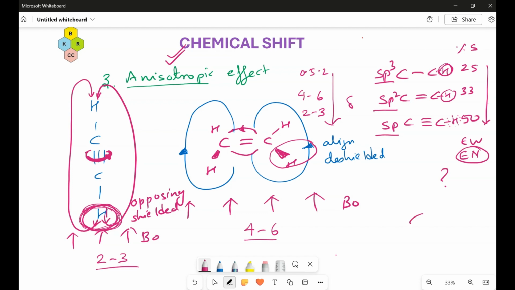That can also be observed in the aldehyde. So aldehydes, even in alkenes, even in cyclohexane systems, you can refer to these molecules to know more. The three factors which influence the chemical shifts are the inductive effect, the resonance effect, and the anisotropic effect.